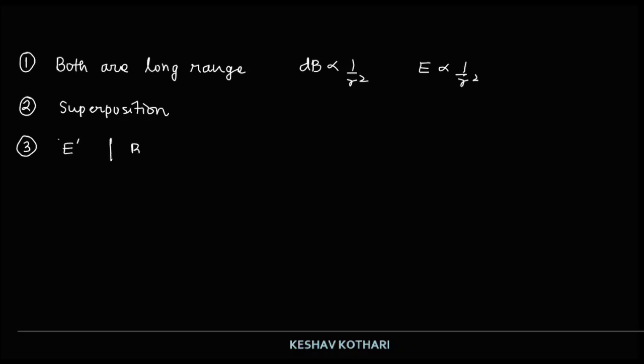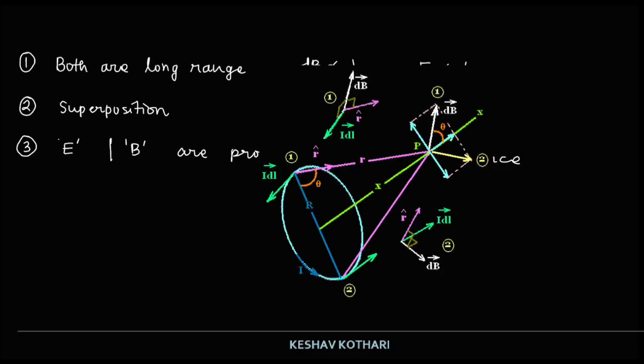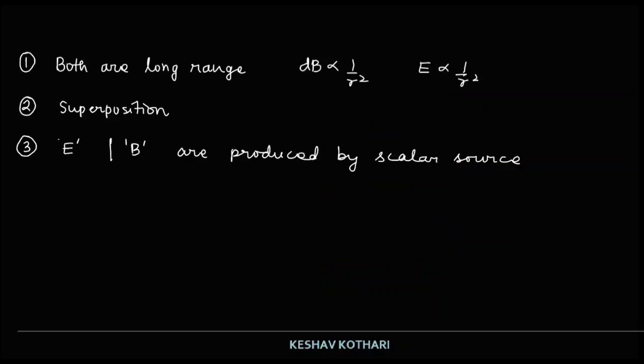The next point of similarity is that both the electric field and the magnetic field are produced by scalar source. So they both are produced by scalar source. When I say this, one point is clear: the electric field is produced due to a charge, which is a scalar quantity, and the magnetic field is created due to current. So current is again a form of a scalar quantity.